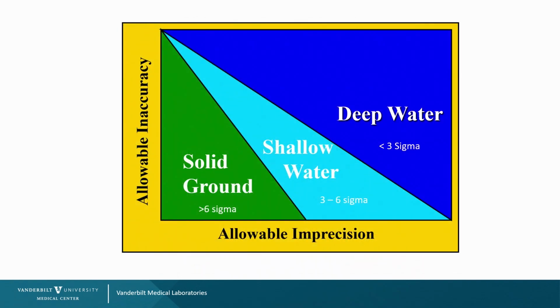Basically, how you read these: if you're down close to 0% inaccuracy, 0% imprecision, you're on solid ground. You're greater than 6 sigma. That's your green area on this chart. However, if you're less than 3 sigma, you have a wide inaccuracy bias, wide imprecision. You're up in the deep water, which is the dark blue.